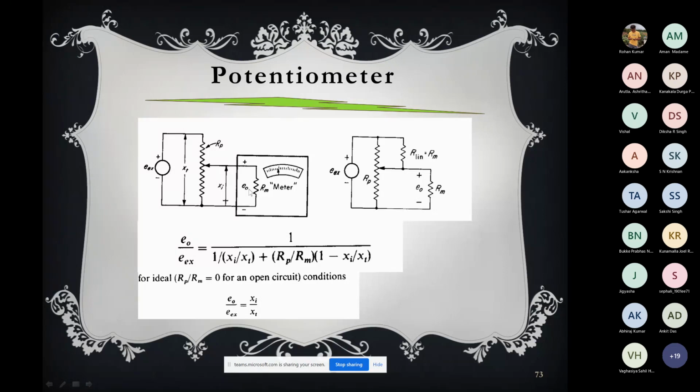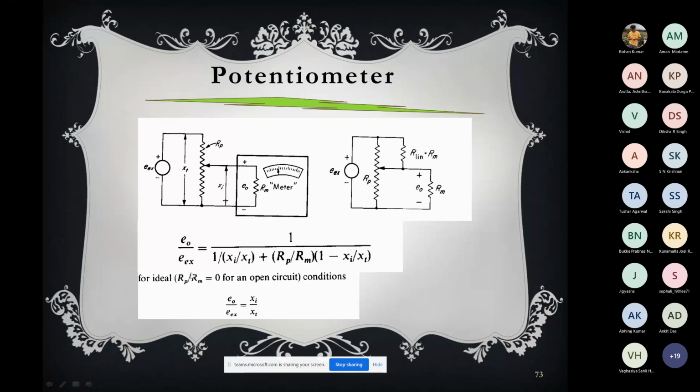Now what will be E0 by Eex? E0 by Eex, what will it be? This is your homework. You will calculate the expression of E0 by Eex. I am writing the final expression. This is your homework, and also for your exam. But take it as homework. I am not going to derive it. It is very simple to derive.